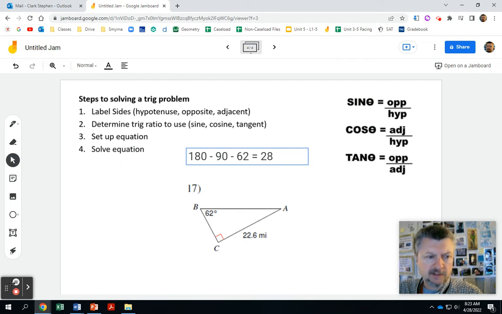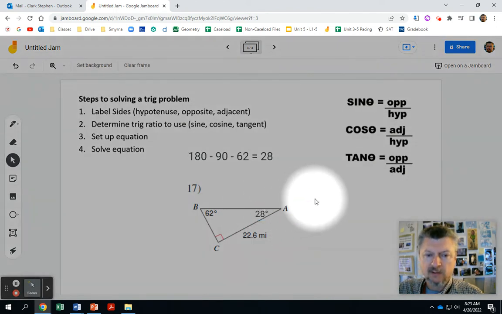All right, so you can write that in there in the triangle. Here it is. This one's 28 degrees. Don't forget to put your degree mark like that.